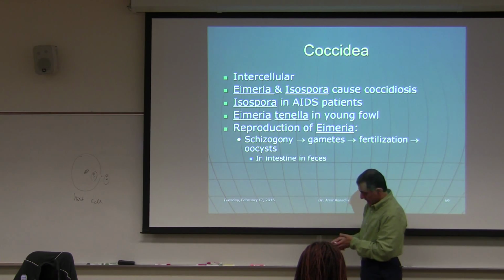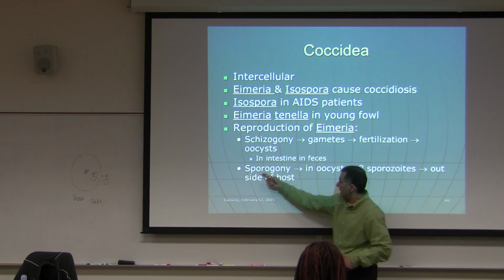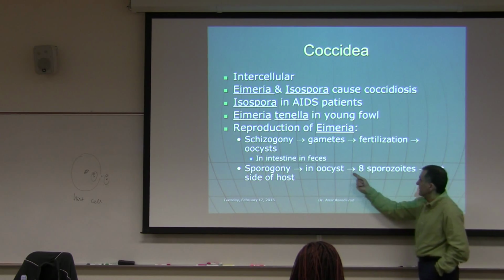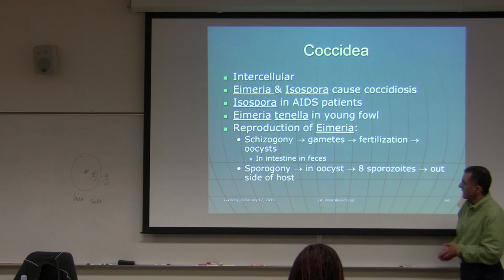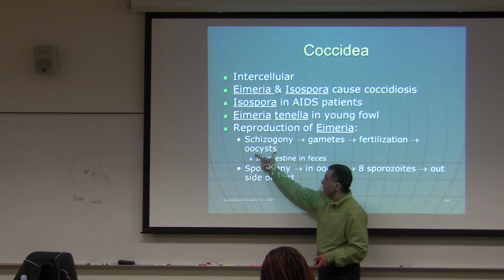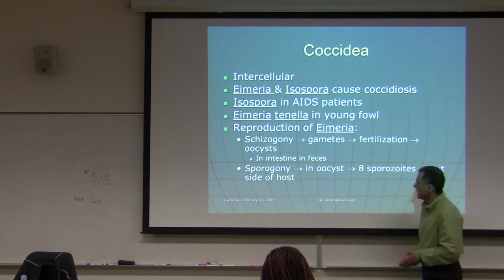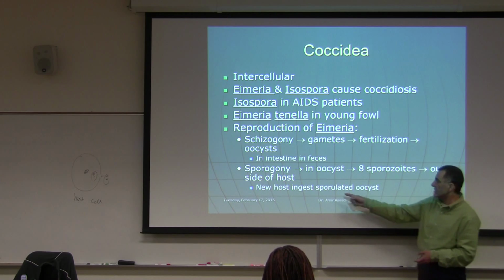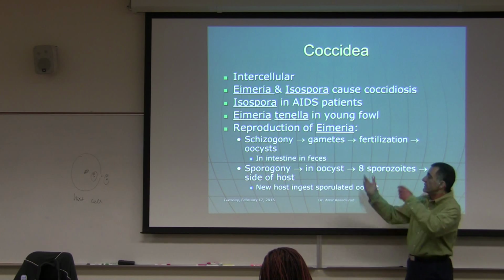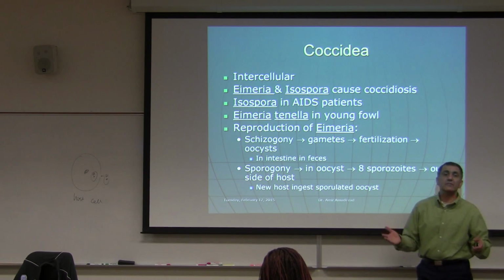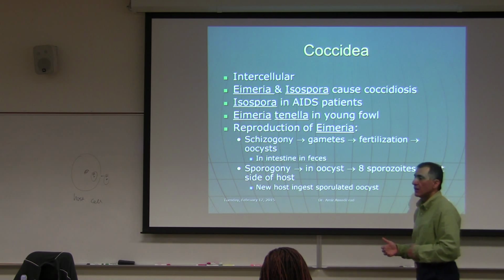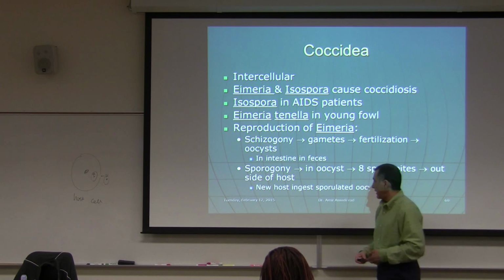The feces have the oocyst, which undergoes sporogony in the environment, and the oocyst becomes 8 sporozoites outside of the host. A new host ingests the sporulated oocyst with 8 sporozoites. It comes out of the oocyst and becomes thousands and millions and destroys the epithelial cells of the intestine. So the chick cannot absorb any food, they get diarrhea, and eventually they will die.